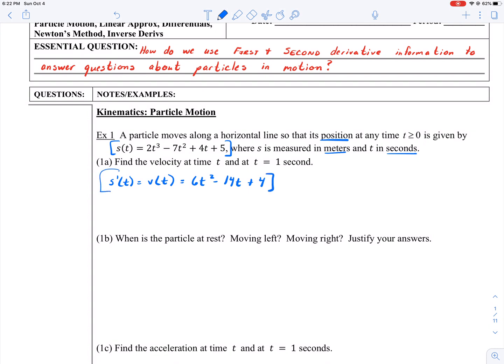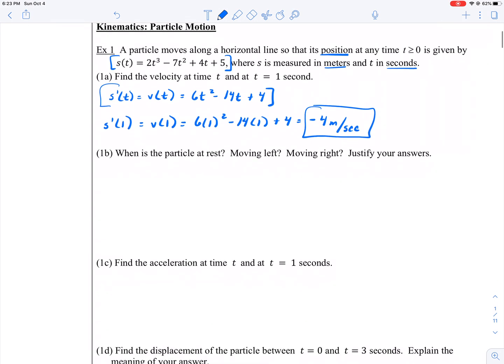And now I also want to know the velocity when t is 1. The notation for that requires that I plug a 1 in for time, and then I'm going to show computations, what I actually did. I end up with 6 minus 14 plus 4, which is negative 4. But the unit really matters here. This is a rate of change, because I was dealing with a derivative, so it's going to be in meters per second. That is my velocity at t equals 1.